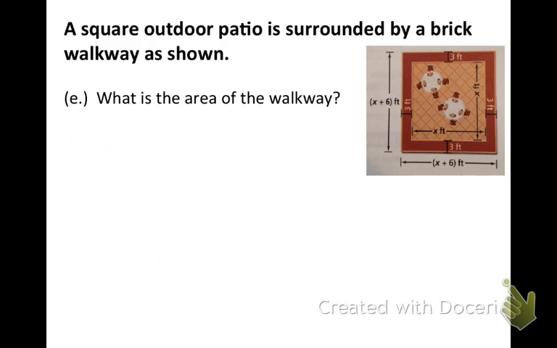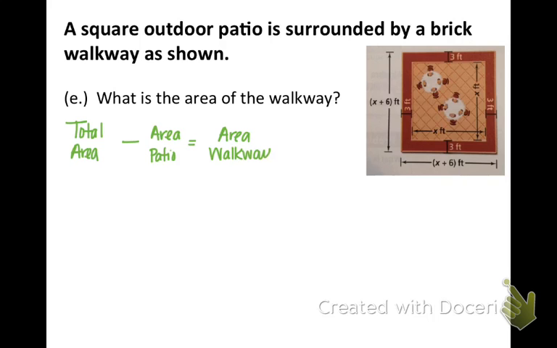Okay? One more question about this is we want to know what's the area of just the walkway. So not including the patio. So if we think about what that would look like, this one is actually going to be a subtraction problem, because I'm going to take the total area of all the space, and I'm going to subtract the area of just the patio, and that's going to give me the area of just the walkway.